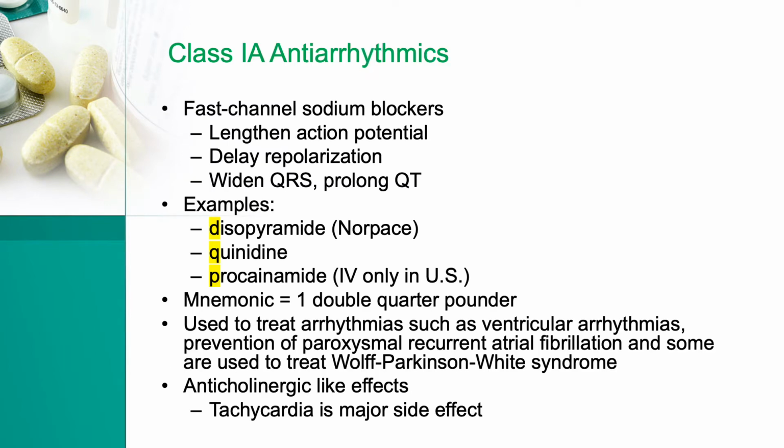Class 1A drugs are fast-channel sodium blockers. They slow impulse conduction in the atria, ventricles, and His-Purkinje system. In addition, they delay repolarization at these sites, apparently by blocking potassium channels. So both actions contribute to the suppression of dysrhythmias. Examples of Class 1A drugs include disopyramide, quinidine, and procainamide.